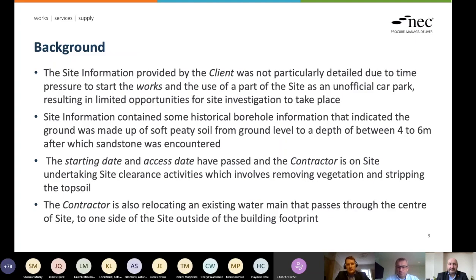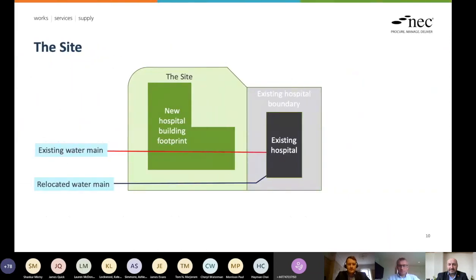Starting date and access date have passed, so the contractor, put my teeth back in, is now on site and is undertaking the site clearance activities, which have involved removing vegetation and stripping the topsoil. The contractor is also relocating an existing water main which passes through the centre of the site, because that is in the way of what will be our new building footprint. And as you can see, it's all illustrated on site there. So the new hospital is significantly larger than the existing, and that water main, as you can see, was running right through the bottom part of the L shape and has now been relocated to outside of the boundary.